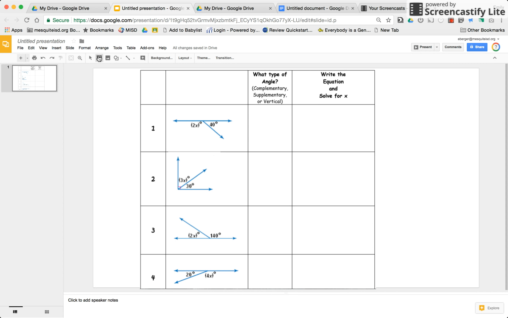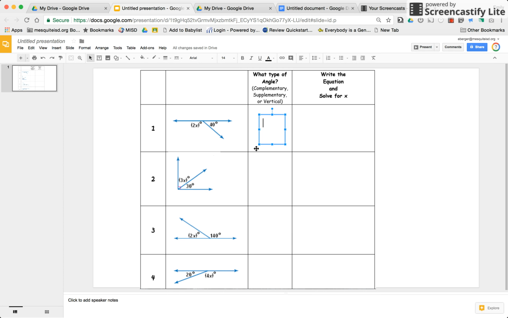All right, so what we're going to do is talk about the difference between complementary and supplementary. Complementary is when two angles form 90 degrees. That's when we know there's a little right angle, and the two angles, when I add them together, equal 90 degrees. Supplementary angles are two angles adjacent to each other that form a straight line. So here's a straight line compared to a right angle.